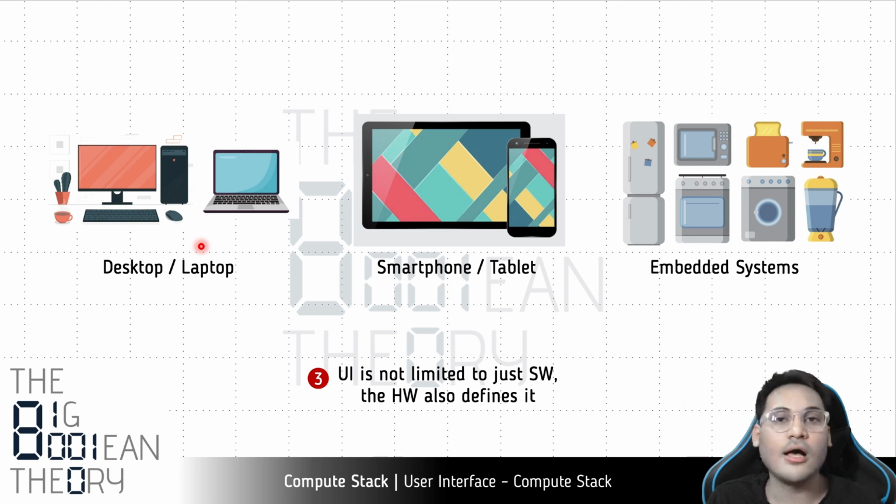And let's discuss how the hardware plays an important role when it comes to determining how the user interface will be. So the first class is the desktop or laptop. So these are the traditional computing environments.